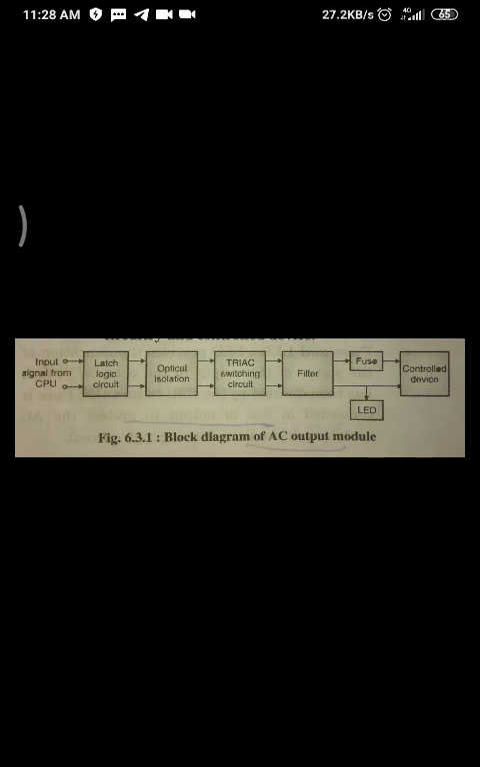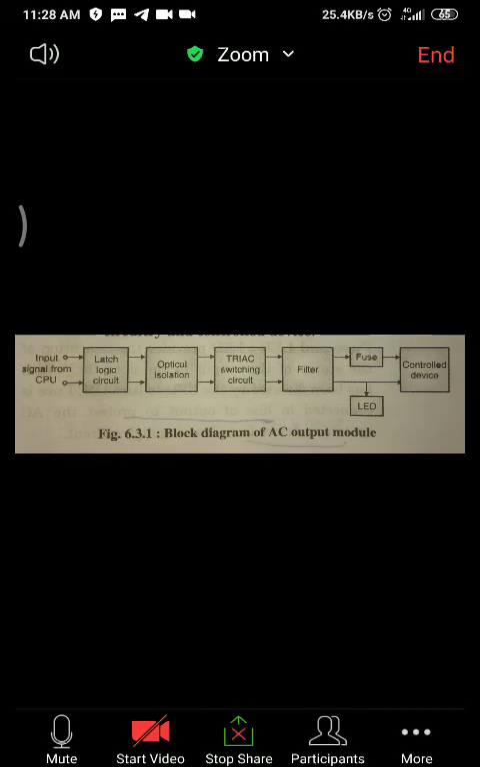converts into certain logic, meaning the voltage level detector. If a certain voltage is there, it will round it up to logic 1. If a certain low voltage is there, it will round it up to logic 0, and based on that the input module will take a decision and input is given to CPU.